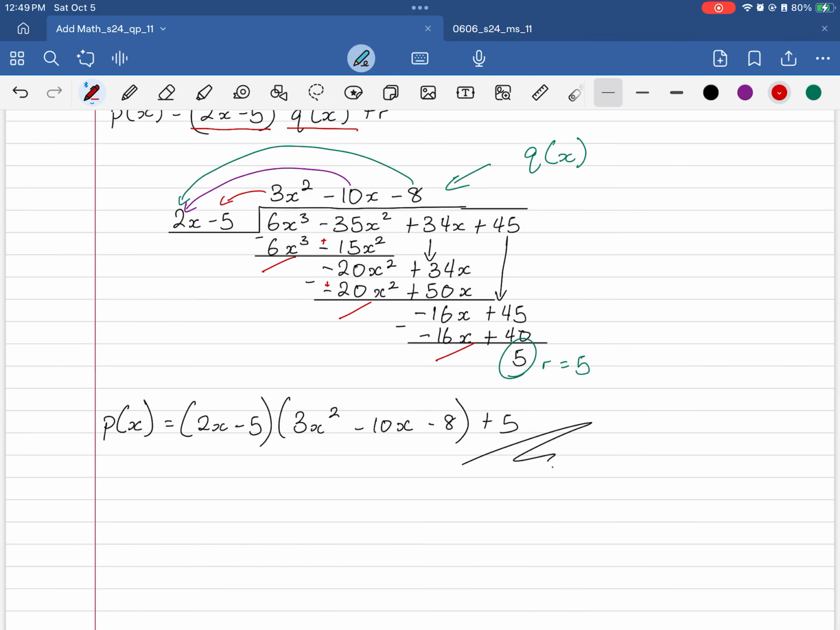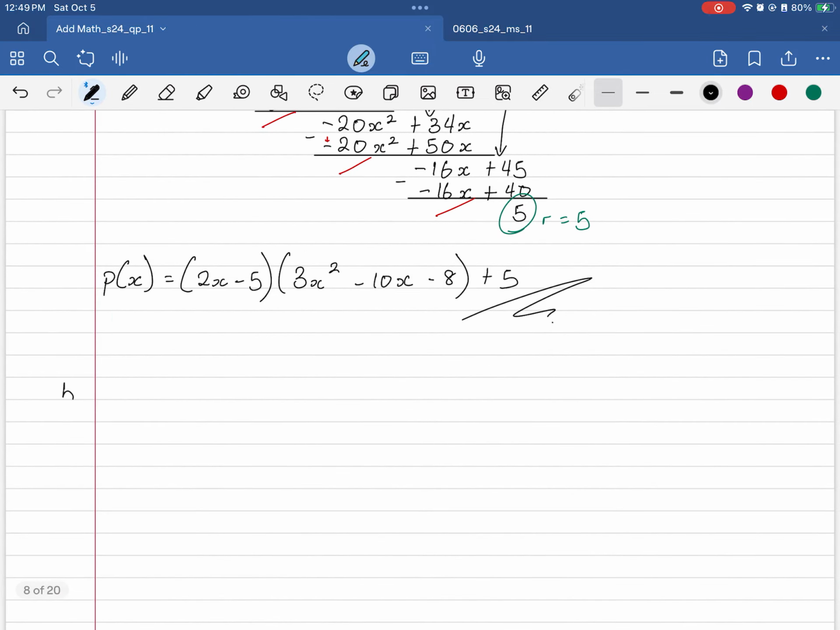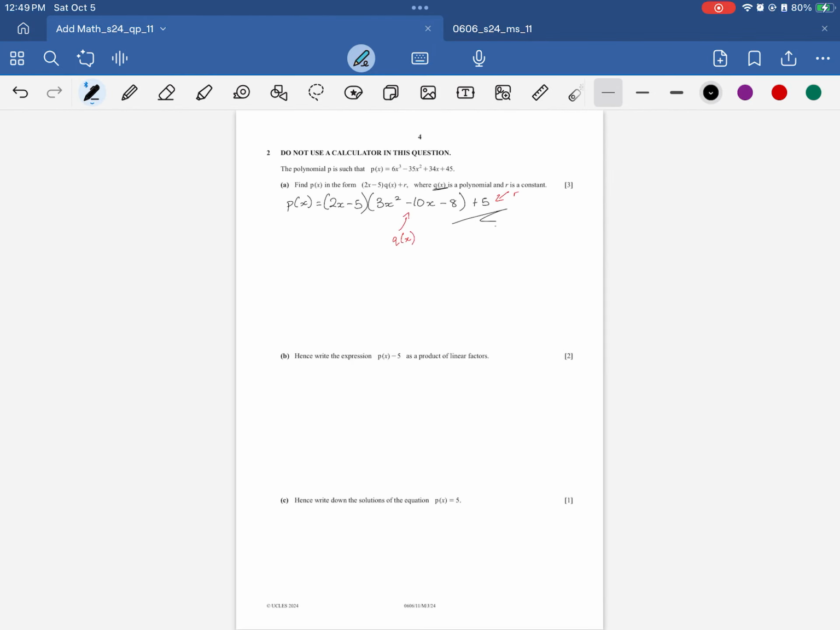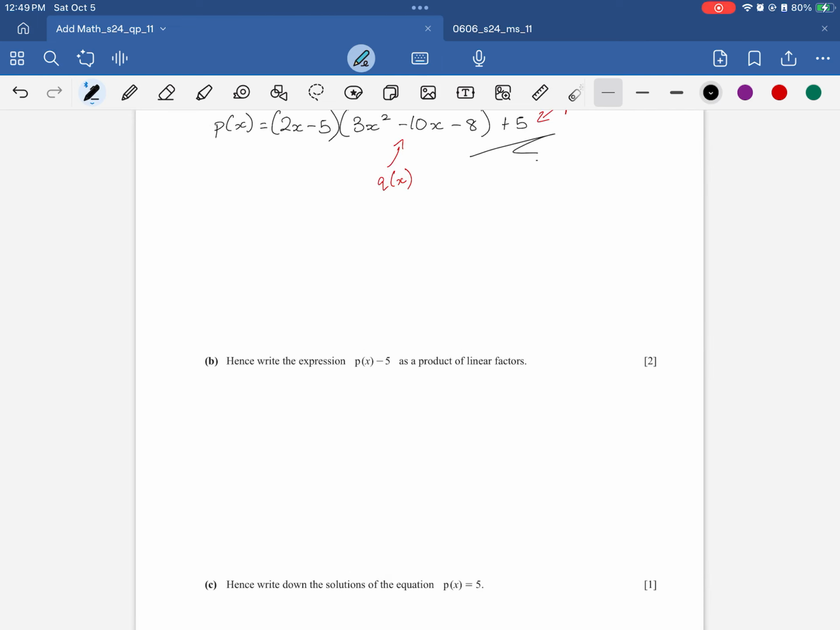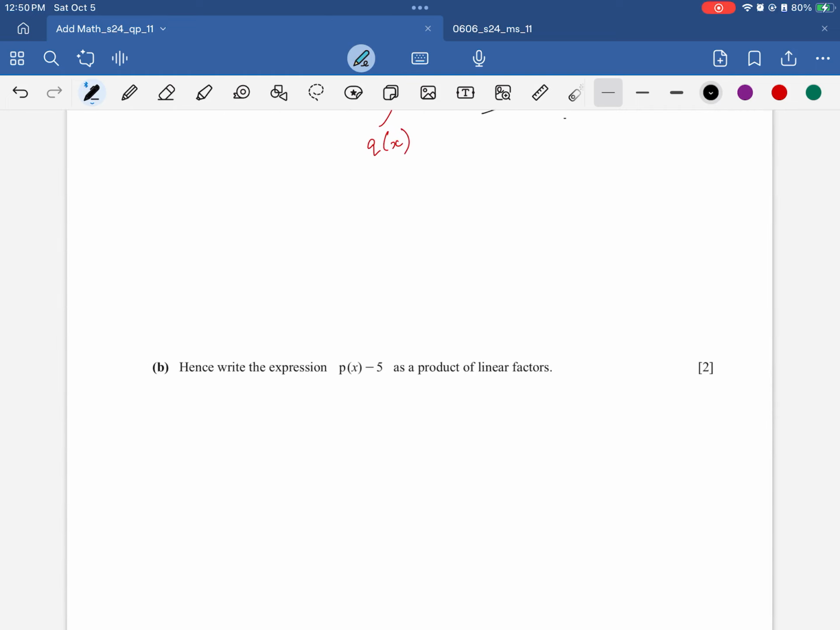So question B. Now B says, write an expression for p of x minus 5 as a product of linear factors. Okay, so first of all, you need to understand what linear factors are. Linear factors are basically factors where the lowest power of x is equal to 1.